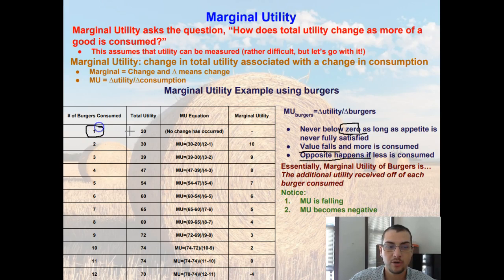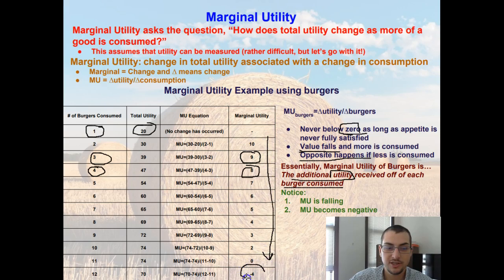Say we only consumed one burger. Well, then we'd obtain 20 units of satisfaction. Or let's say that we would eat 4 units, but instead we decide, well, we don't want that 4th unit, we only want that 3rd unit. Well, that 4th unit would have only brought 8 additional units of satisfaction, but the 3rd still brought 9. So as less is consumed, the marginal utility will actually increase. So essentially the marginal utility of burgers is the additional satisfaction received off of each burger that is consumed. And what we must notice here is that as more is consumed, marginal utility is falling.